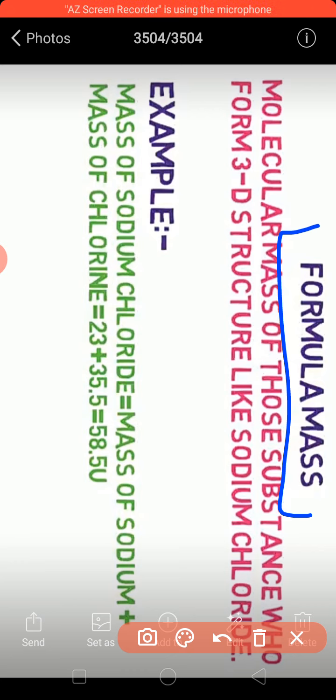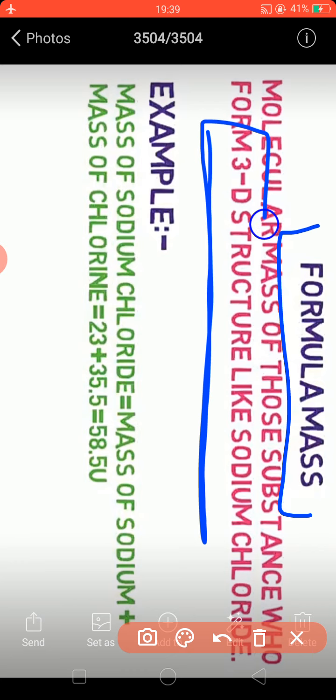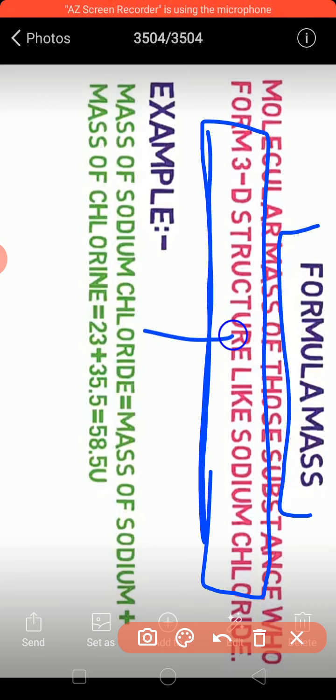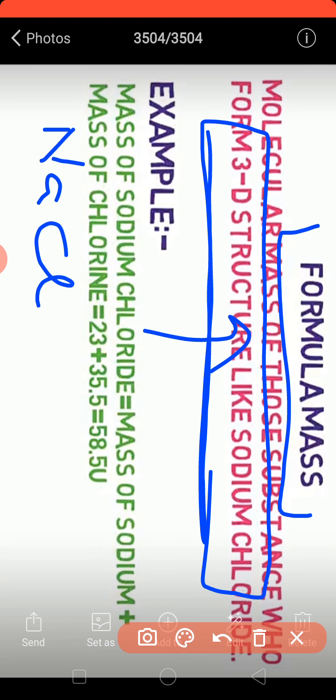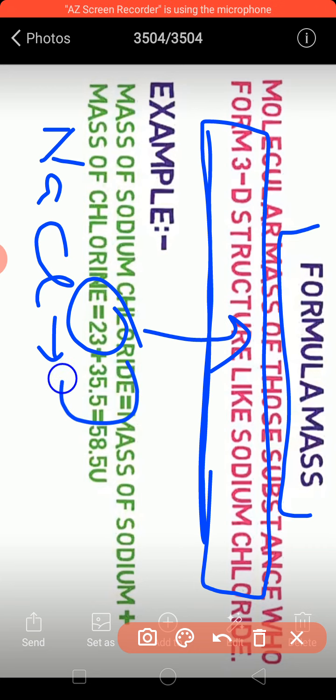If we are talking about solid things that have a 3D structure, like sodium chloride, which you will study in the next lectures, some of them have 3D structures. In that case we call the molecular mass the formula mass. It is almost similar to molecular mass, we have just made the name different. So again, if you want to calculate the mass of sodium chloride, that is NaCl, the mass of sodium is 23 and the mass of chlorine is 35.5. So you will get 58.5 units as the total formula mass or molecular mass.